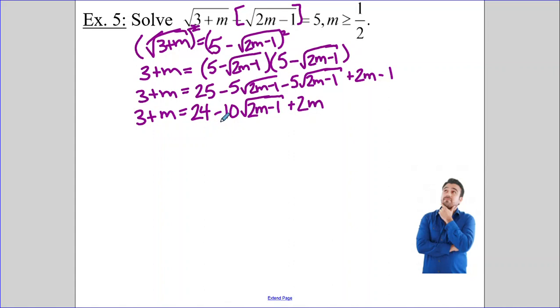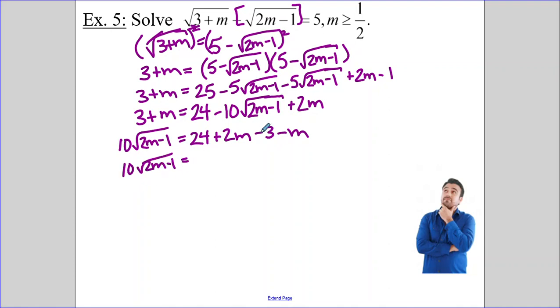This is a negative. I like those to be positives, so I'm going to add mine over to the other side. That gives me a positive 10 root 2m minus 1. Okay, took this, added it to both sides, got it over here. That gives me 24 left over, a 2m left over, and then I'm going to subtract 3 and subtract m. That gives me 10 root 2m minus 1 equals 24 minus 3 is 21, and 2m minus m is just m.